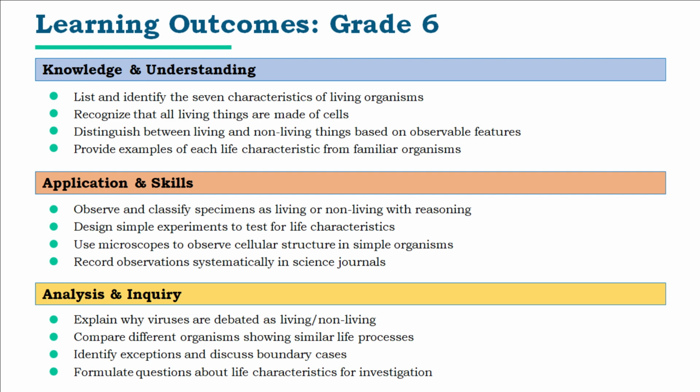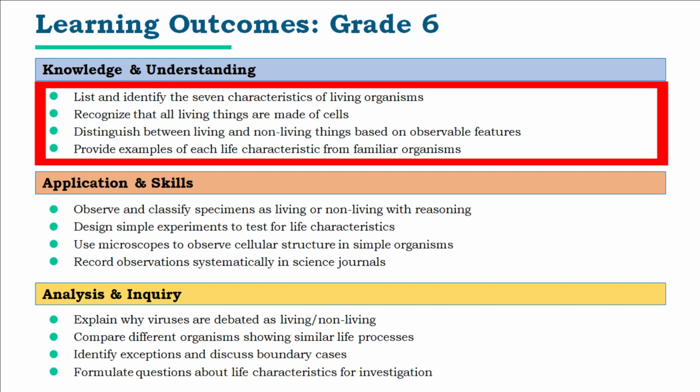Learning outcomes for Grade 6. For knowledge and understanding, the learning outcomes are that Grade 6 learners list and identify the 7 characteristics of living organisms. They recognize that all living things are made of cells. They distinguish between living and non-living things based on observable features. They provide examples of each life characteristic from familiar organisms.